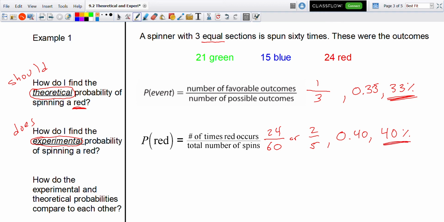Now, is that ridiculous or out of this world or impossible? No. Right? What this says is that we landed on red a little bit more than we would have expected to. That's all it is. Right? Theoretically, it should have been 33% of the time. It landed on red 40% of the time. Not the biggest deal. All we know is that it landed on red a little more than expected.